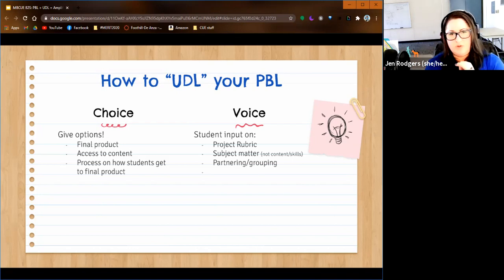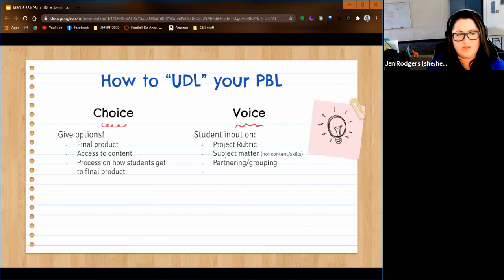let's say they have to practice writing a persuasive essay, an argumentative essay, persuasive essay. Obviously, I'm not an English teacher. I don't know the proper term for that. It's not about the subject matter, maybe, but it's about that content, the skills, and then the writing part. But the subject matter is where they get to have that choice and voice as to what they're going to write their essay about.